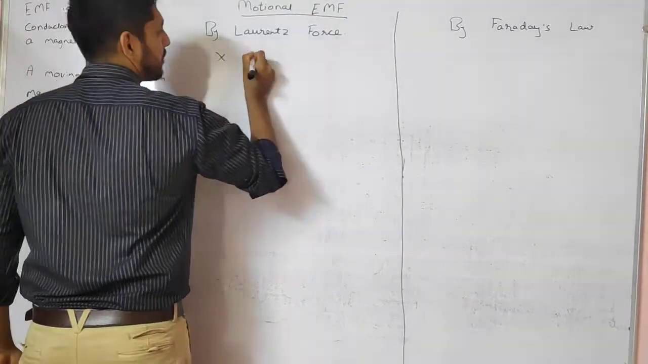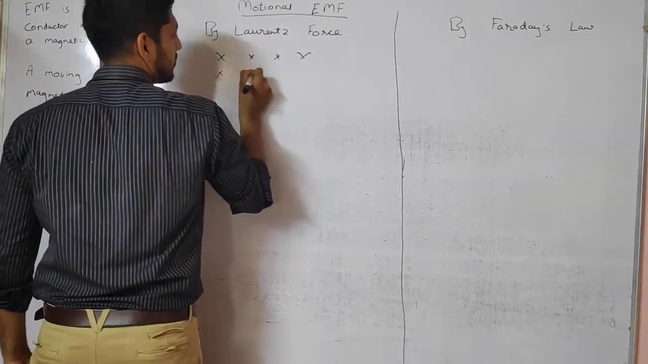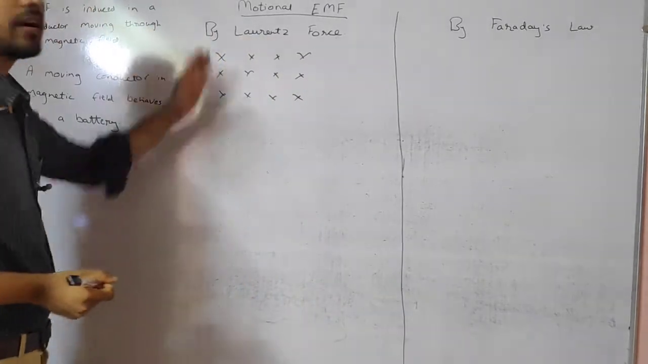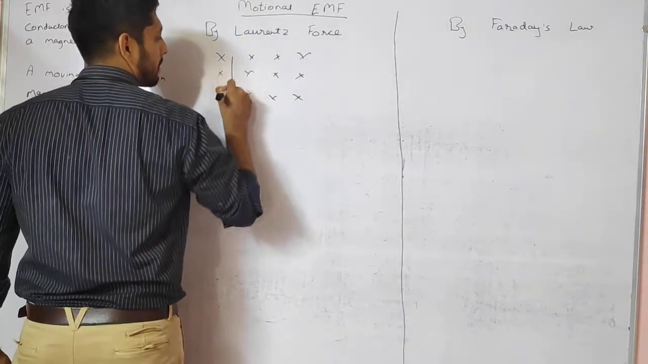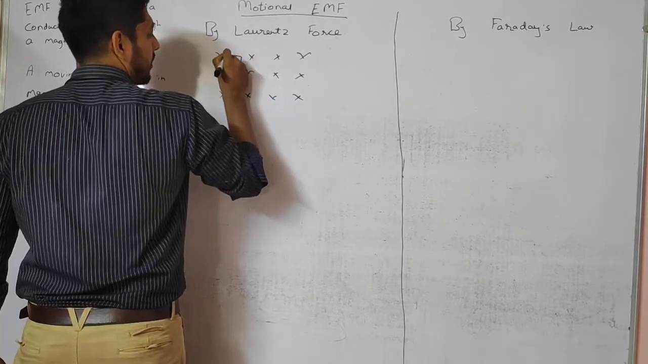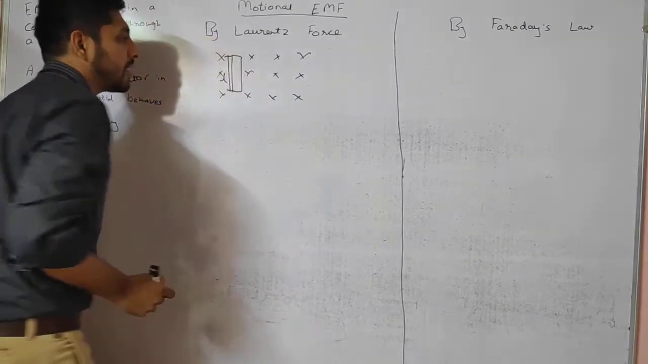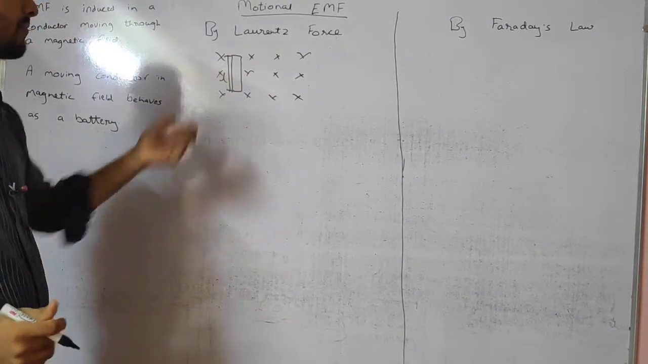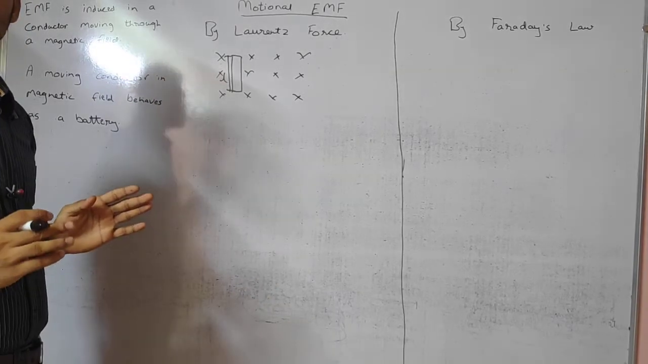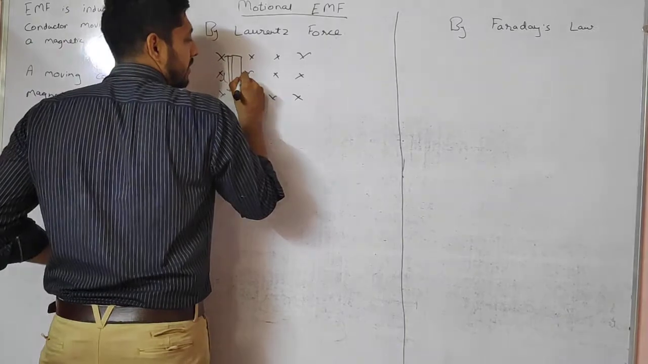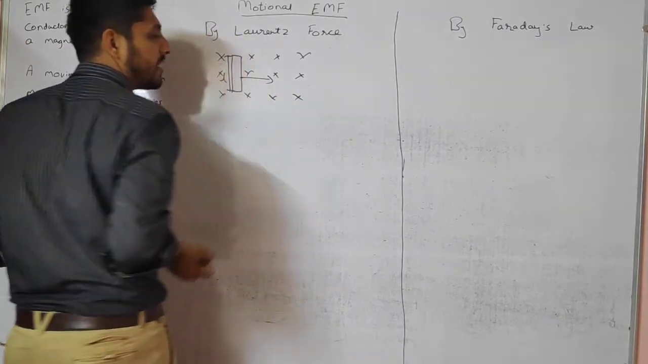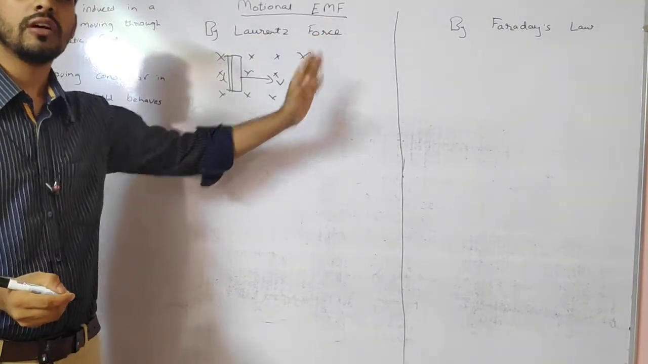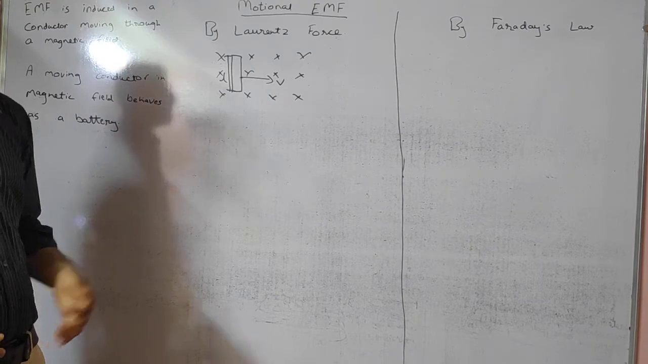Suppose there is a magnetic field that is going inside, and there is a conductor we have kept over here. A conductor with length L, kept inside the magnetic field. Now, if it is stationary, the flux inside it will be constant, so there will be no induced EMF. But if we give it a motion with velocity v, then what will happen? It will continuously cut the flux. So there will be EMF induced inside the conductor.